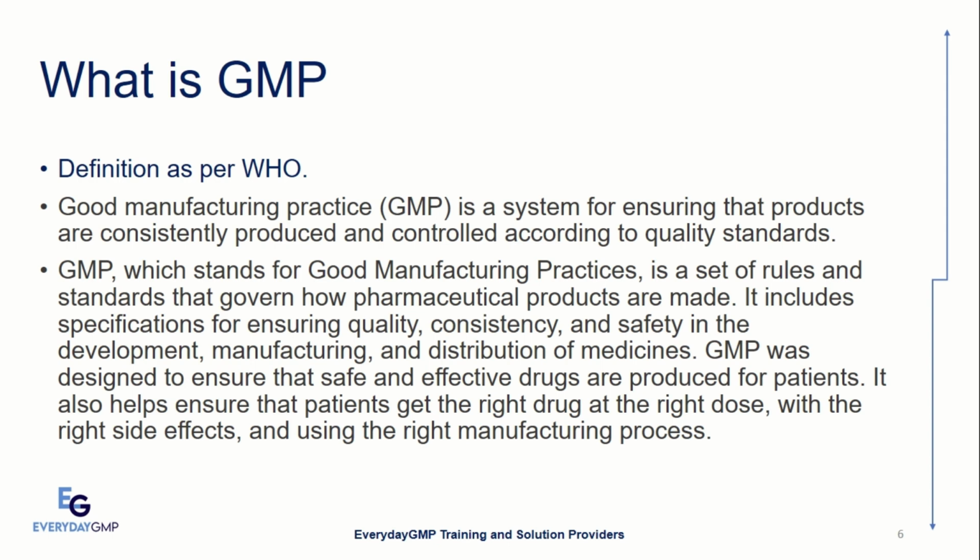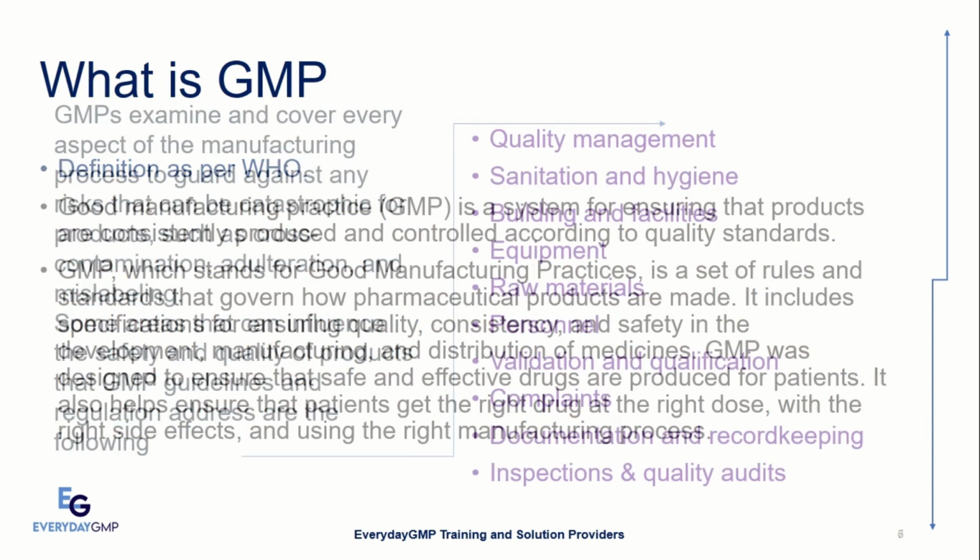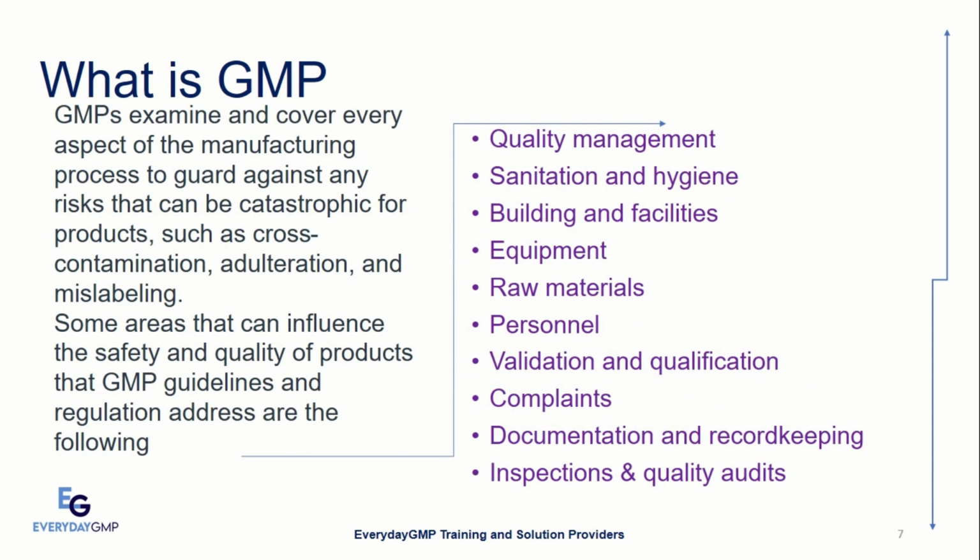GMP was designed to ensure that safe and effective drugs are produced for patients. It also helps ensure that patients get the right drug at the right dose, with the right side effects, and using the right manufacturing process. GMPs examine and cover every aspect of the manufacturing process to guard against any risks that can be catastrophic for products, such as cross-contamination, adulteration, and mislabeling.